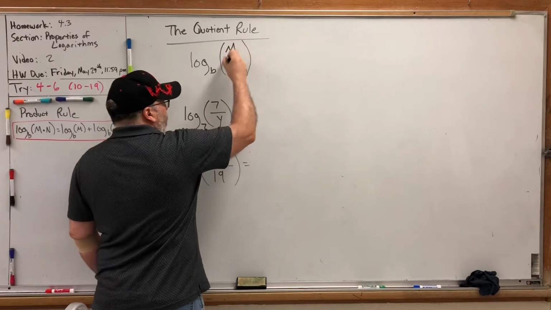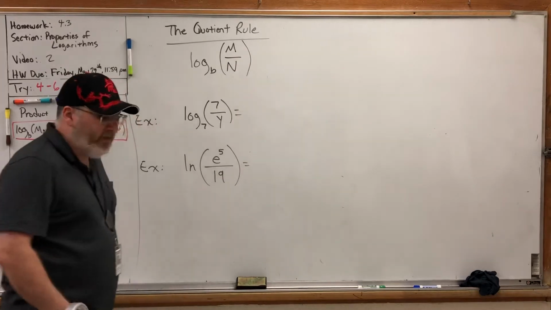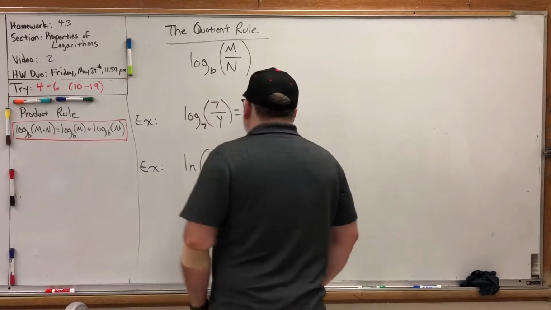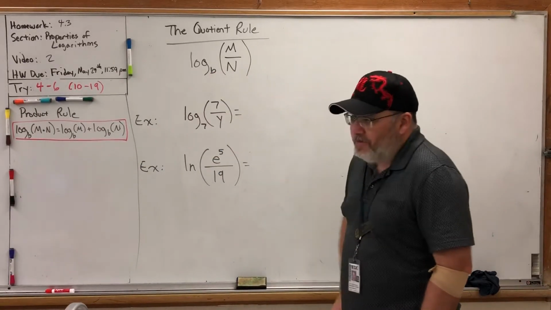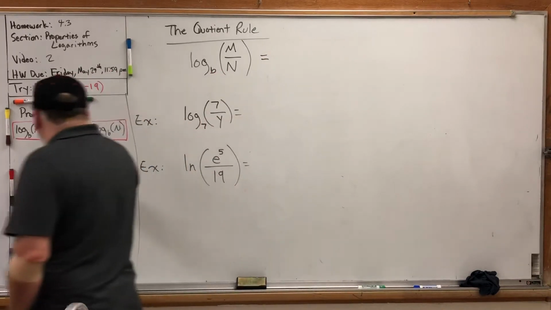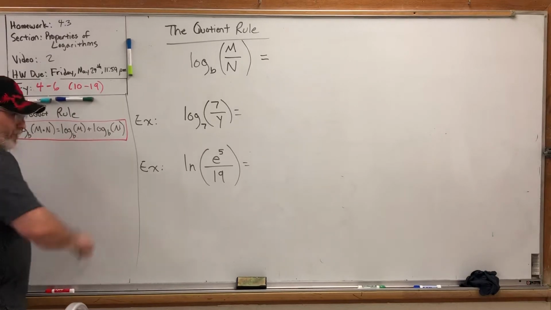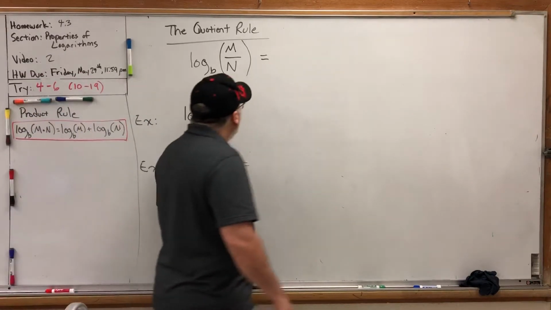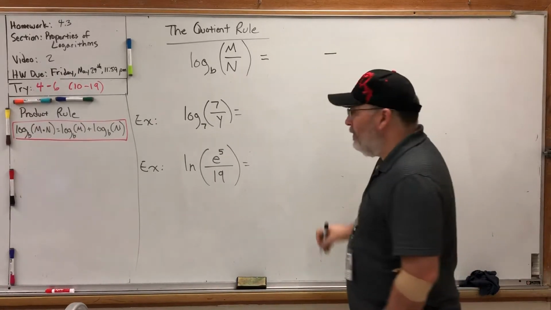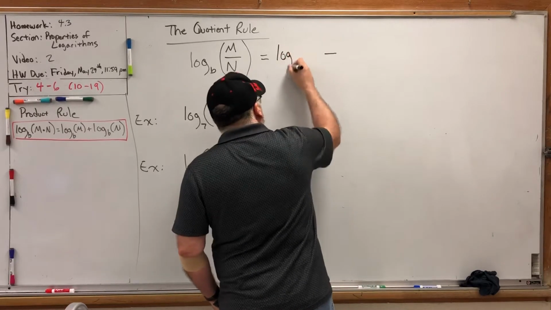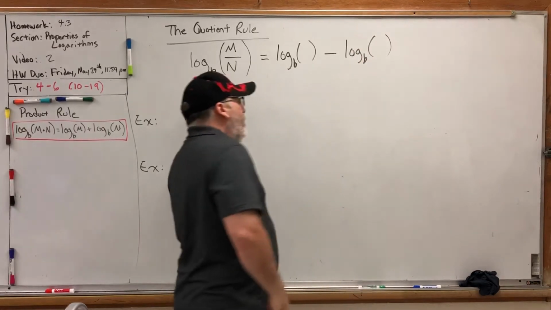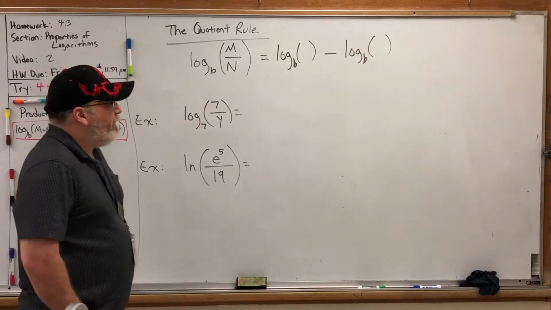So the quotient rule starts with the log base b, any permissible base that's positive but not equal to 1. Log base b of m over n. And I bet you can figure out how this is going to work. When the argument is a product, you get a sum of logarithms. When the argument is a quotient, you get a difference of logarithms. So log base b on the left and log base b on the right, left and right of the subtraction sign.